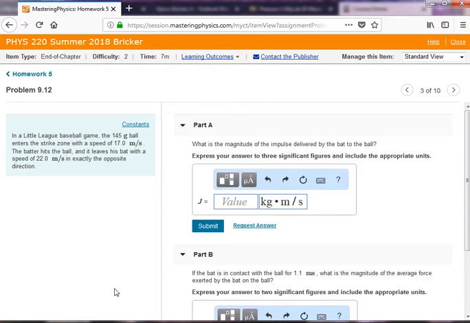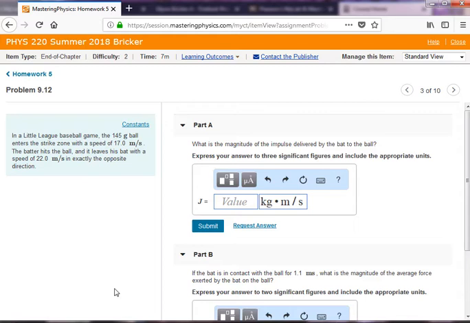The 145 gram ball, so immediately change that into kilograms: 0.145 kilograms, divide by 1,000 to do that. It enters the strike zone with an initial speed of 17 meters per second. The batter hits the ball and it leaves the bat in the opposite direction with a speed of 22. Okay, so if we're saying 17 is the positive direction, if it reverses direction, they don't tell us this is minus 22, but it's got to be negative 22 because it's headed the other way. So if I say 17 is positive, 22's got to be negative.